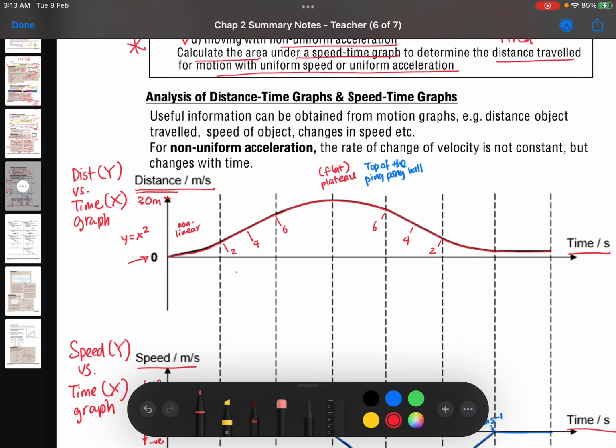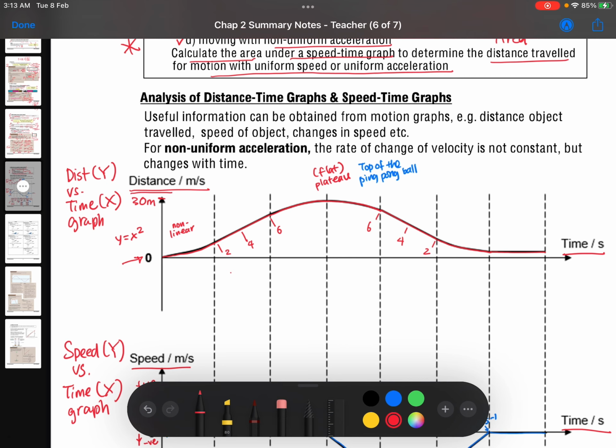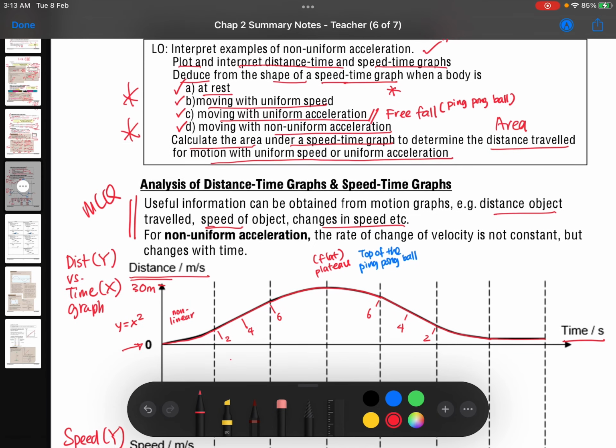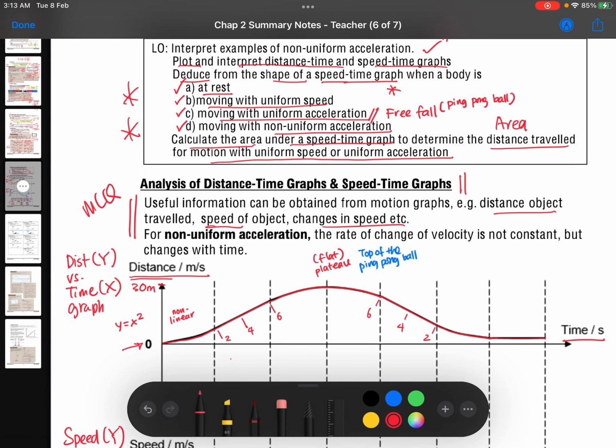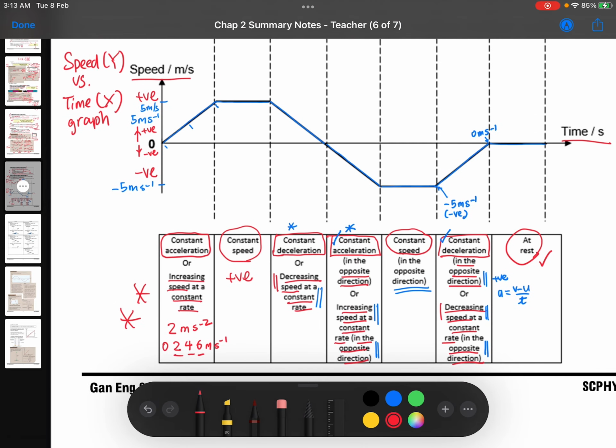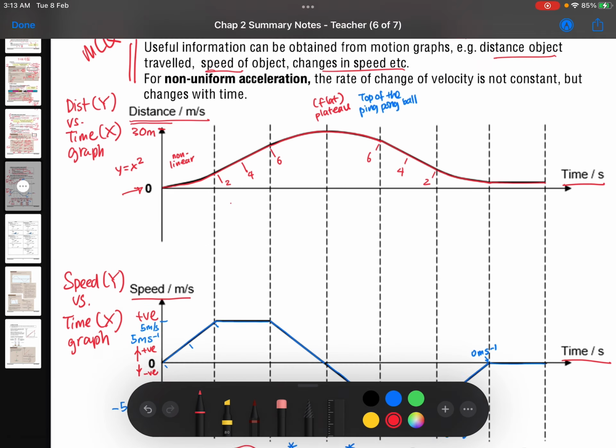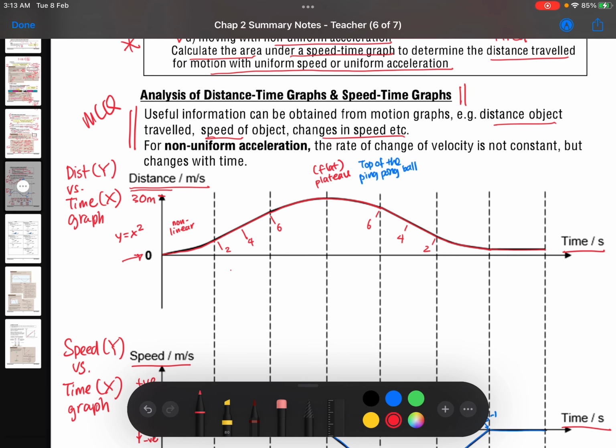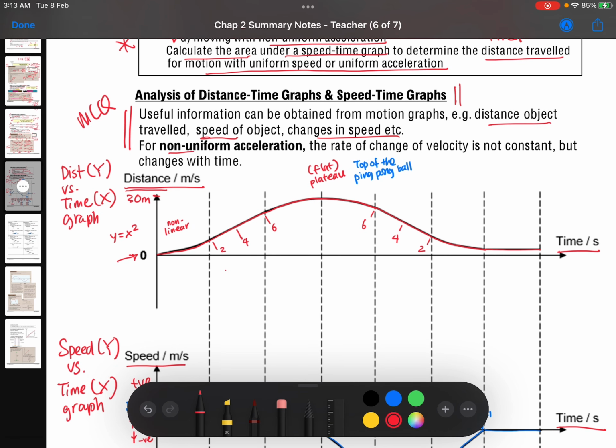Okay. So the thing is, based on this graph, you are able to interpret. A lot of times you have MCQ, multiple choice, or even short questions. They will show you the distance time graph as well as the speed time graph. So you need to be able to analyze and interpret whether you're having constant acceleration or constant speed.